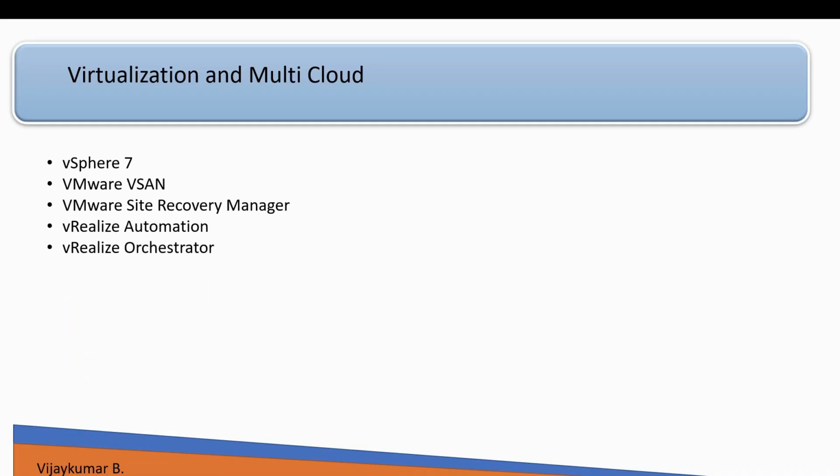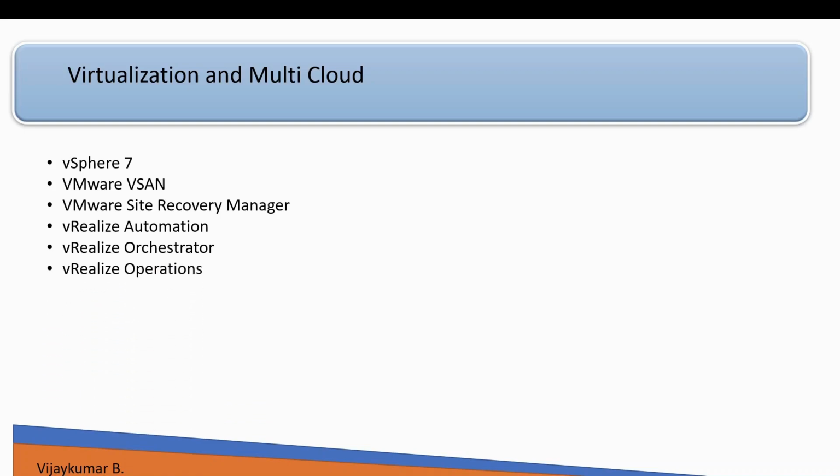The next one is vRealize Orchestrator. It's again a component of the vRealize suite. Orchestrator will orchestrate your processes where you want to orchestrate a few steps. Step one has to be done first, and after that step two should be processed, then step three. It can be anything on the infrastructure side, so the orchestrator will help you do that.